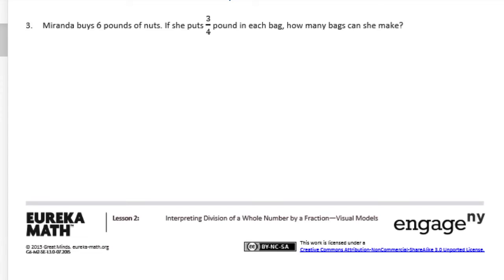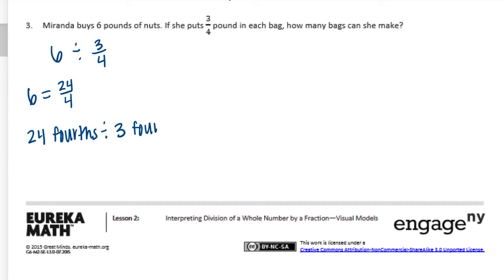Number 3. Miranda buys 6 pounds of nuts. If she puts 3/4 pounds in each bag, how many bags can she make? So 6 pounds, we're dividing it into 3/4 pound bags. Again, if I wanted to solve it without the diagram, I can make 6 into 4/4, which will be equal to 24/4, because 24 divided by 4 is 6. So if we have 24/4 divided by 3/4, 24 divided by 3 would be equal to 8.